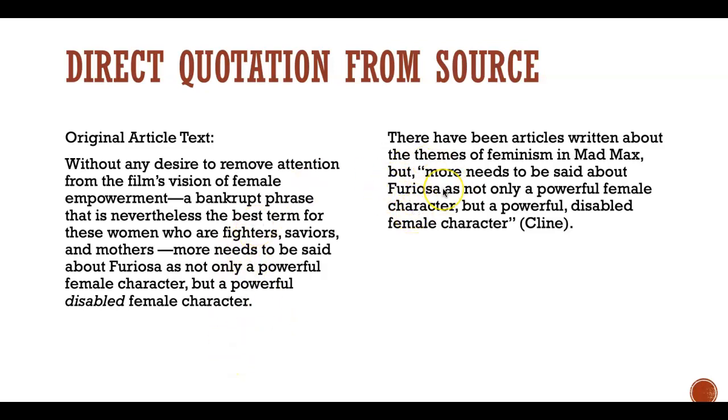And if in my own article, I want to say there have been articles written about the themes of feminism in Mad Max, but, and then I directly quote the original text, I put it in quotations. More needs to be said about Furiosa as not only a powerful female character, but a powerful disabled female character. And I take that word for word. And then when I end my quote, that's my in-text citation. In this case, it's going to be the author's last name. And if I don't have an author, then I can actually leave that part blank.